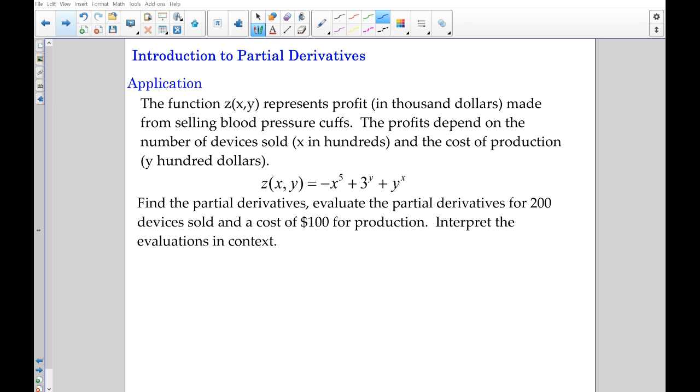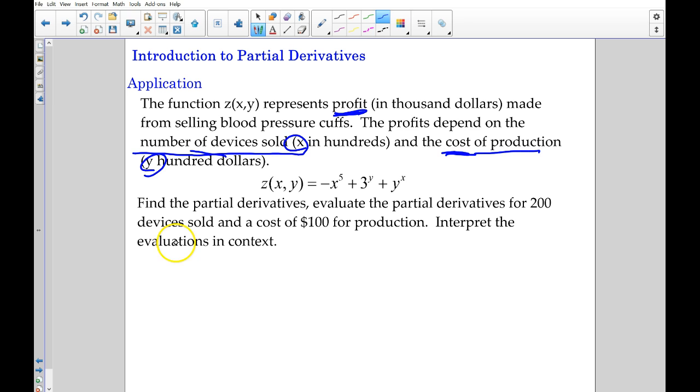So z is a function of profit from selling blood pressure cuffs. Profits depend on the number of devices sold, which is x, in hundreds. Cost of production is y, in hundreds of dollars. Here's a function. Find the partial derivatives. Evaluate the partial derivatives for 200 devices sold and a cost of $100 for production. Interpret the evaluations in context.